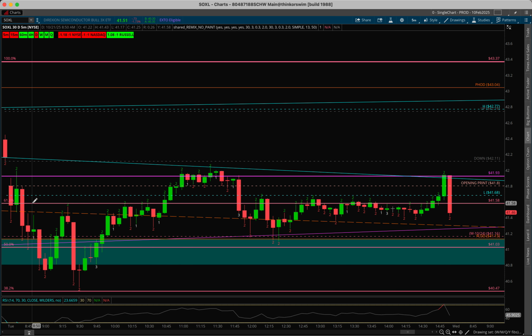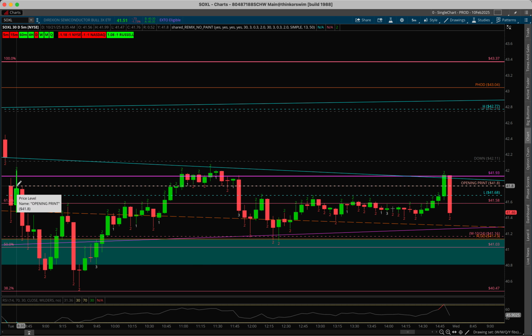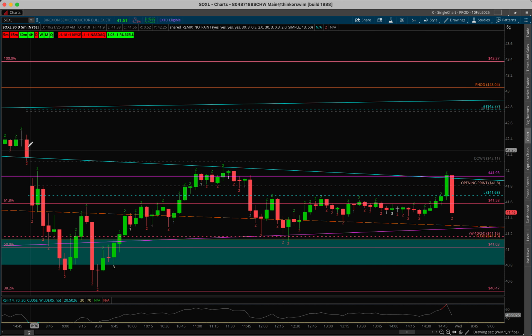So we can see today's price action opened here at 41.80. Initial push down, but then a push back up, wicking up through opening print, but then closing below opening print, and then going 2 down. So if we look at this 2 up in comparison to the last high, or 2 up from Monday, yesterday, we can see this is a lower high.